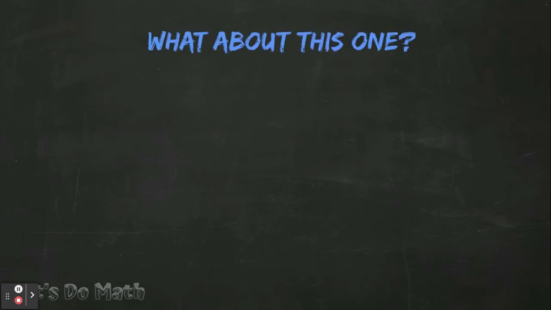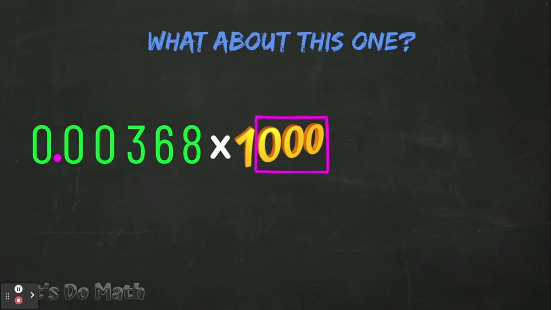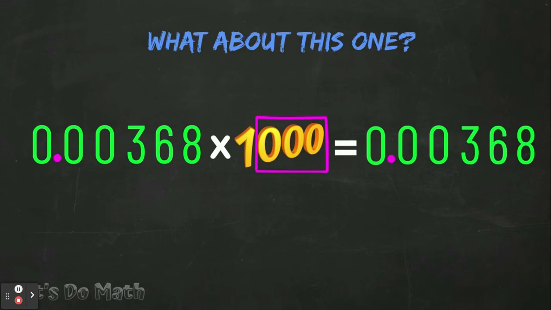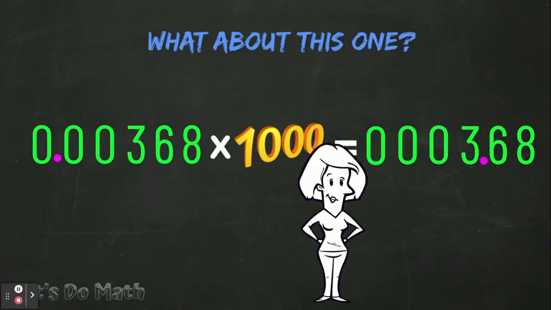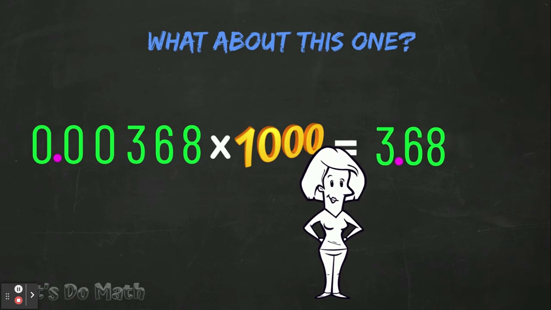What about this one? We have to multiply 0.00368 by 1000. We're going to move the decimal point 3 places to the right. 1, 2, 3. And we can dump those place-holding zeros at the beginning. So we've got our answer, 3.68.